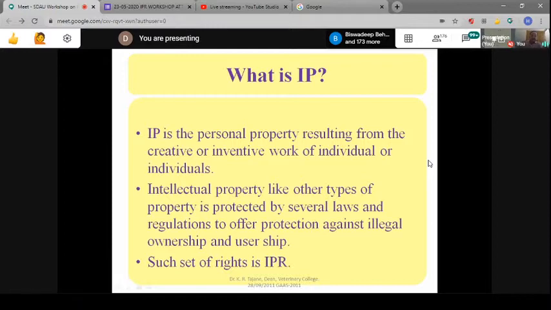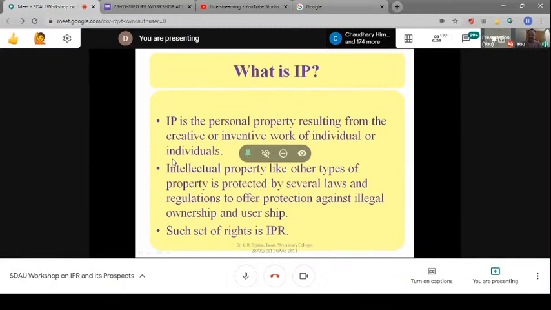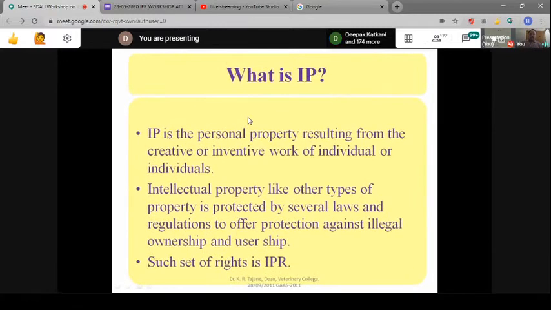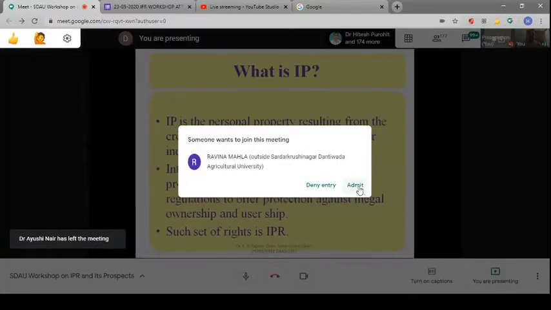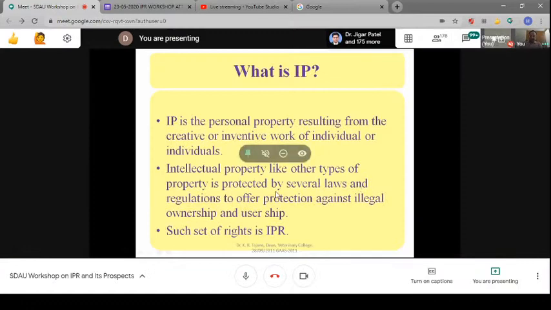In subjective imagination, you cannot quantify, qualify, touch, evaluate, or even grade it. That is an important characteristic of intellectual property. Now intellectual property is defined as a personal property resulting from the creative or inventive work of an individual or group of individuals. It is a property of individuals, groups, organizations or institutions, resulting from their creative and inventive work. So that is the very basic definition of intellectual property.